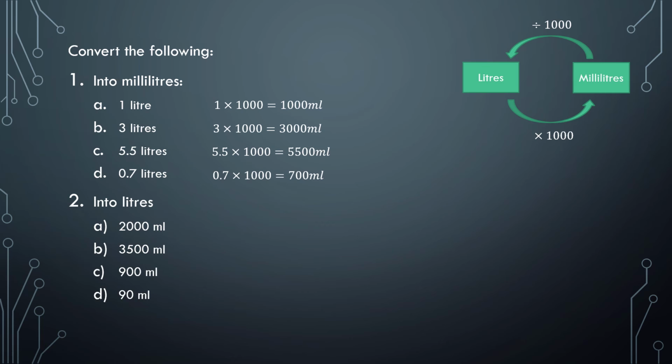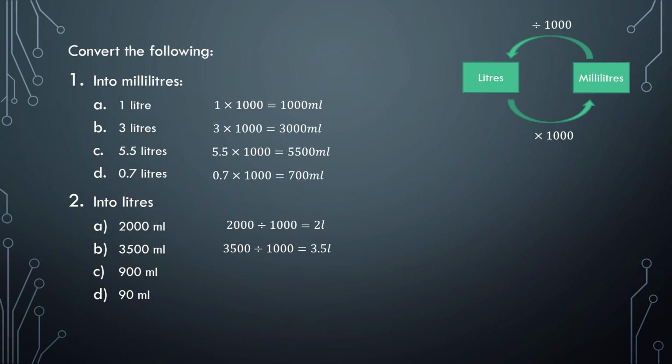Second one, we're going to change these into liters, so this time we're going the other way. We've got a measurement in milliliters and we've got to change it back into liters. When I go from milliliters to liters, we need to divide by 1,000. So I've got 2,000 milliliters divided by 1,000 gives me 2 liters. The next one, I've got 3,500 milliliters that I want to change into liters, so I need to do 3,500 divided by 1,000, and that's going to give me 3.5 liters.